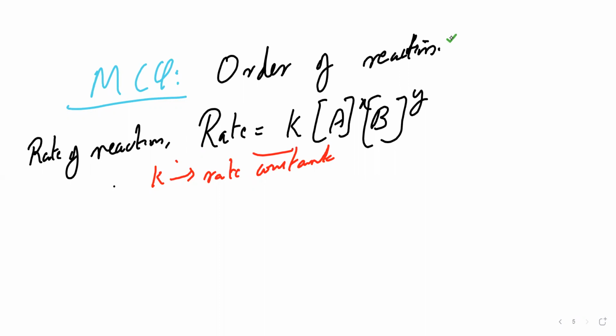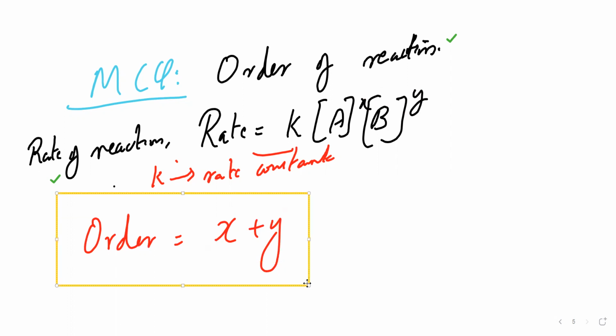So order, I'll write here, which is very important. This is basically X plus Y. In the sense, I just have to add this X and Y. I just add it. So that is nothing but the order of a reaction. Okay. I'll give you an example for this.